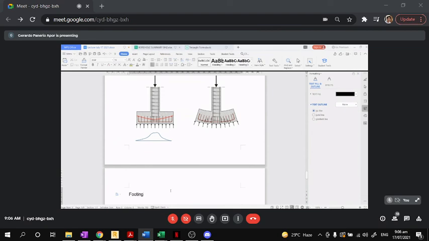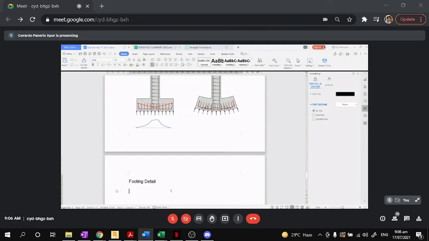Footing detail. Design, and your knowledge of drawing is important here. You draw and show it in an accurate way that others can understand, not only you, but the reader and the carpenters on how to actualize your detail. So this is the detail of footing. I'm going to show you what type of detail of footing.